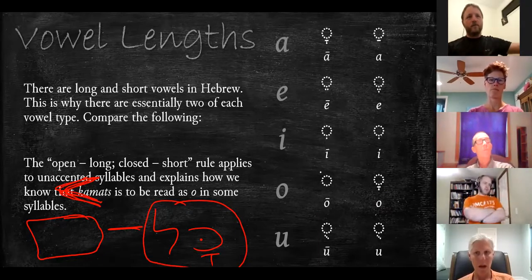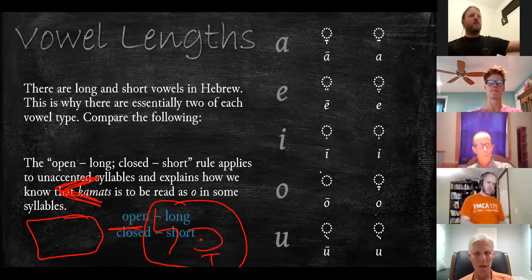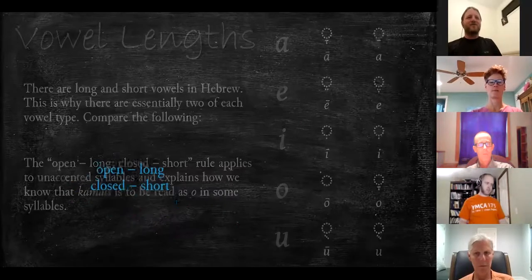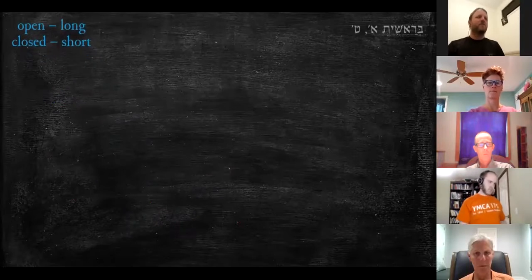All right, moving on. This is our rule. Open, long, closed, short. We're going to repeat it a million times so it sticks in your head. Open, long, closed, short, and it's unaccented syllables.